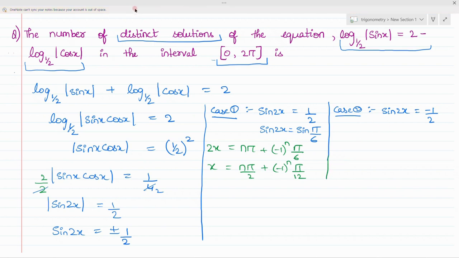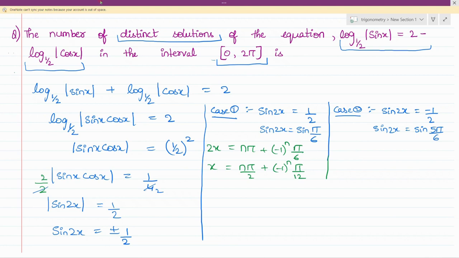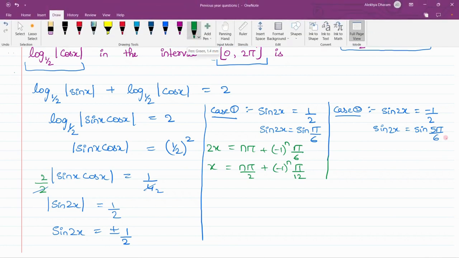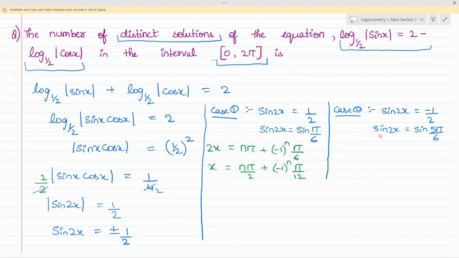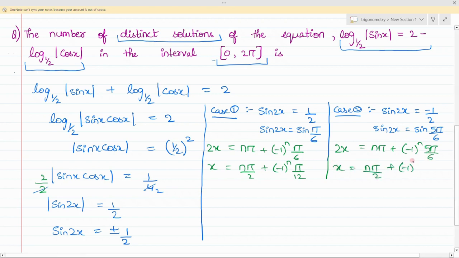Now similarly, this minus half can be written as sine 2x is equal to sine 5 pi by 6. It is nothing but pi minus pi by 6. I hope you know how to write this, right? So again, it's in the standard equation of sine theta equal to sine alpha. So theta, that is 2x, is equal to n pi plus minus 1 whole power n times 5 pi by 6, and x becomes n pi by 2 plus minus 1 whole power n times 5 pi by 12.